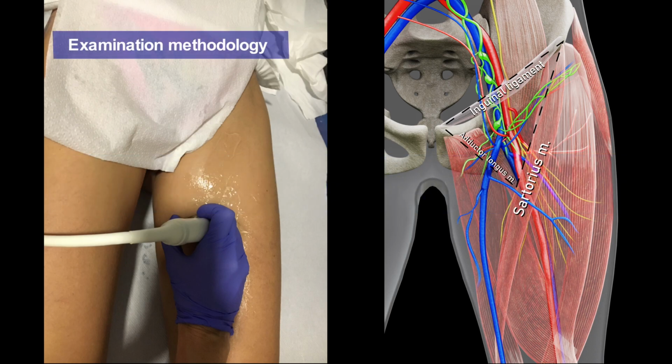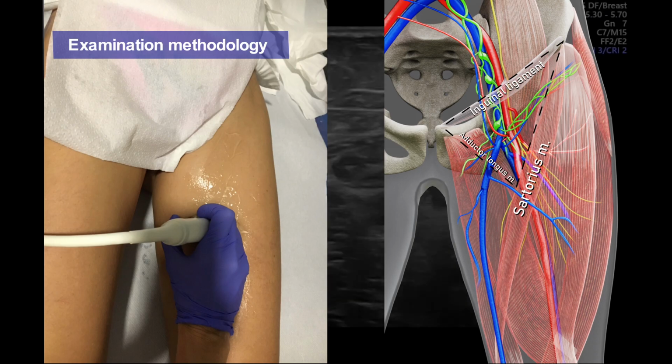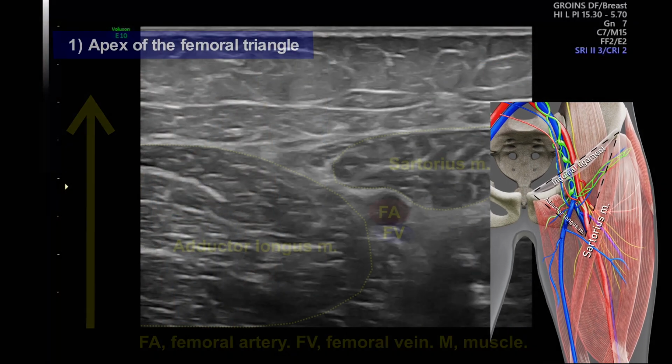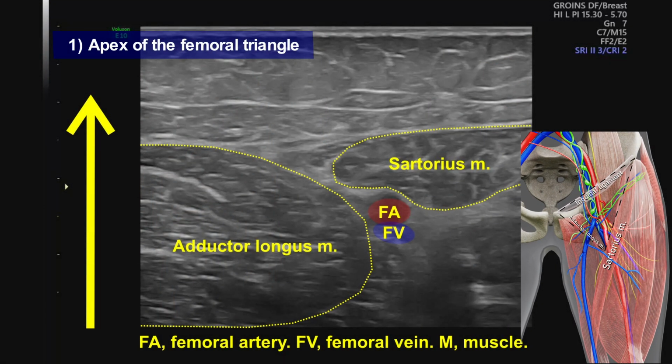The patient is asked to lay in the supine position with extended legs. The probe is oriented in the transverse plane over the femoral vessels at the apex of the femoral triangle in the upper third of the anterior thigh. This apex corresponds to the convergence of the sartorius muscle and the adductor longus muscle.